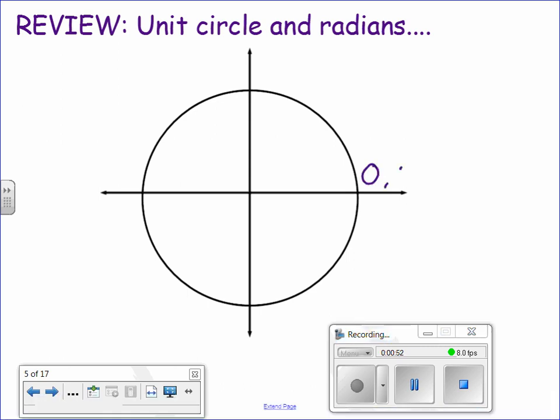0 and 2 pi. Who lives up here? Pi over 2 and 90 degrees, right? Who lives over here? Pi and 180. And who lives down here? 3 pi over 2 and 270. So if you forgot those numbers, jot them down real fast. The first two problems we do today, you'll need to know on the unit circle where different radians live. So this is important.